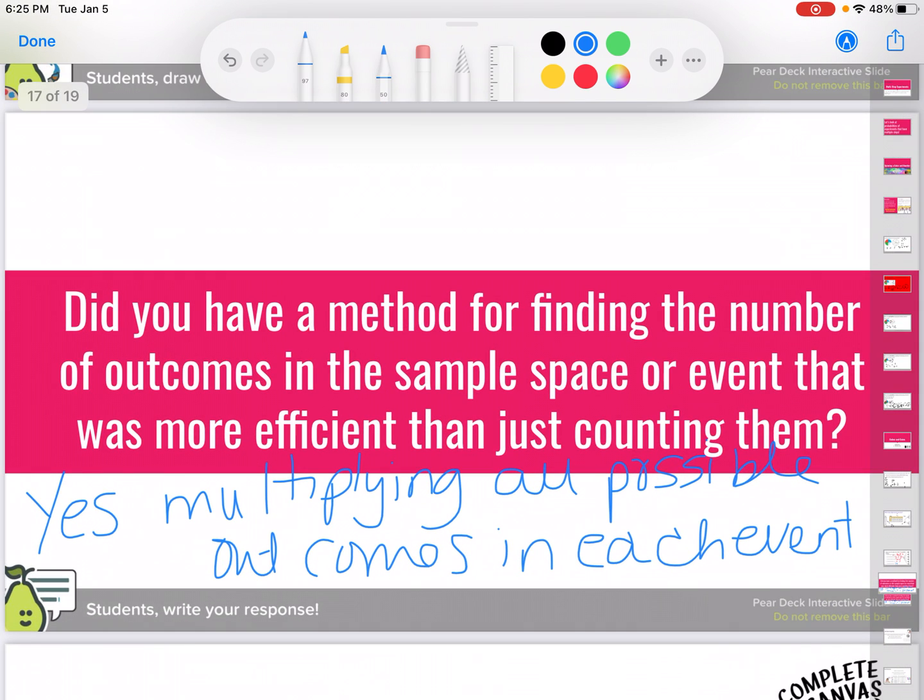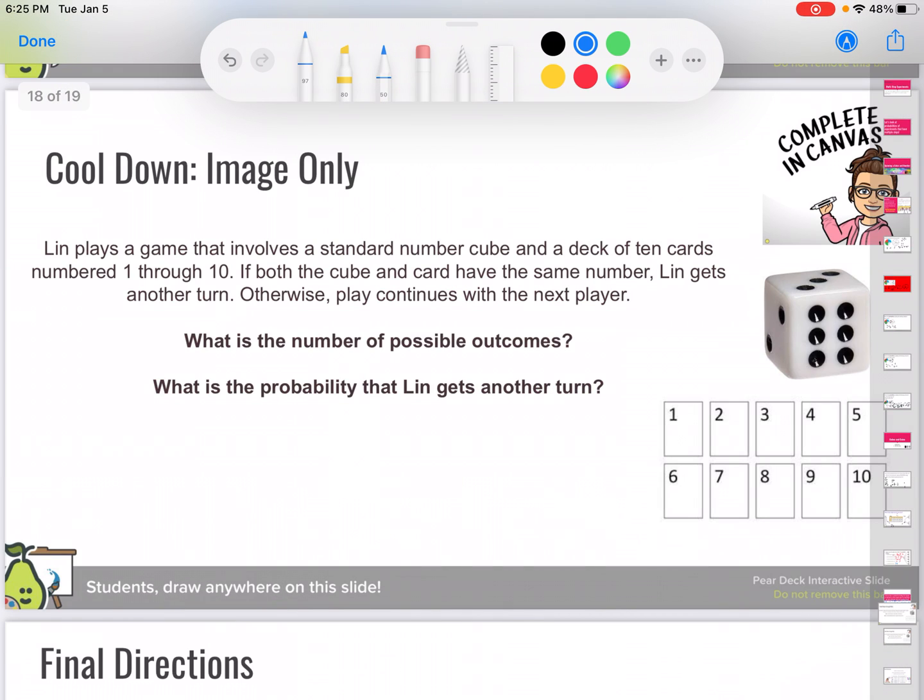All right, so now let's take a look at our cooldown. So Lynn plays a game that involves a standard number cube and a deck of 10 cards numbered 1 through 10. If both the cube and the card have the exact same number, Lynn gets another turn. Otherwise, play continues with the next player. What is the number of possible outcomes, and what is the probability that Lynn will get another turn? So you could draw out a tree diagram, you could draw out a table, you could do a list, you could use your multiplication factors. So then I need you to go ahead and submit this, and I hope you have a great rest of your day.